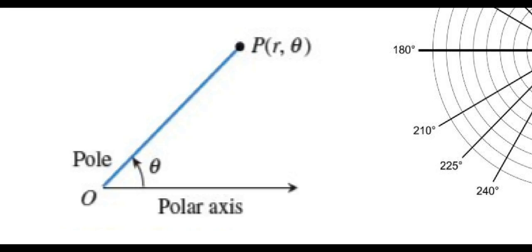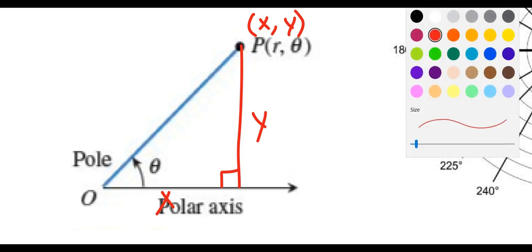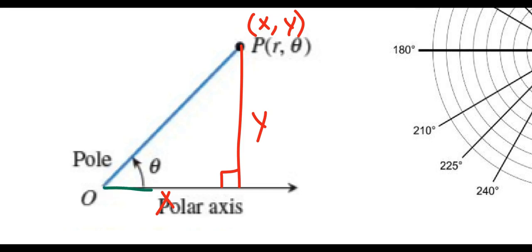Now, if you go back to rectangular coordinates, how do I list this rectangular coordinate? Well, this side would be called X and this side would be called Y, and so we could call this coordinate X, Y. Now, what are we really doing? We are really and truthfully following the legs of a right triangle. But that's not what happens in polar form.